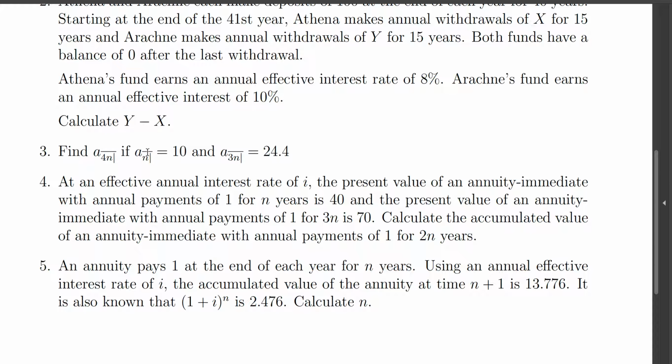So in this problem, we're given a_n and a_3n, and given both of these clues, we need to find a_4n. So let's try to do just that. We start with knowing a_n is equal to 10, and a_3n is equal to 24.4. We know nothing about n, we know nothing about i, so we're going to have to find what i or n is using these clues that we're given.